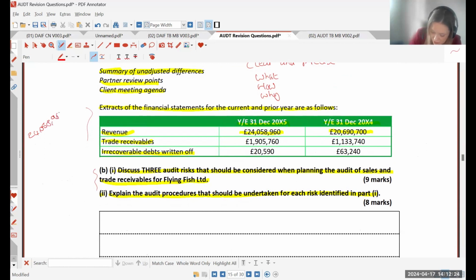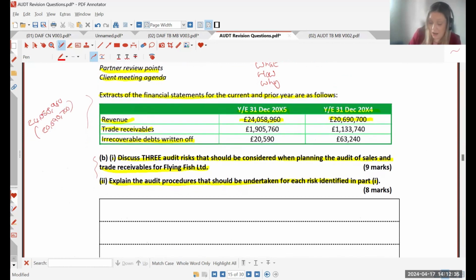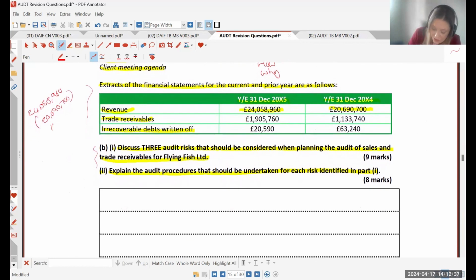So we'll do our 24,058,960 minus our 20,690,700 from the previous year. That'll give us the difference in a whole number, and times it by 100 should give us a 16% increase. I would consider that to be quite a substantial increase. Hopefully you would agree. In the space of 1 year, 16%. Okay, let's have a look at what else we've got.